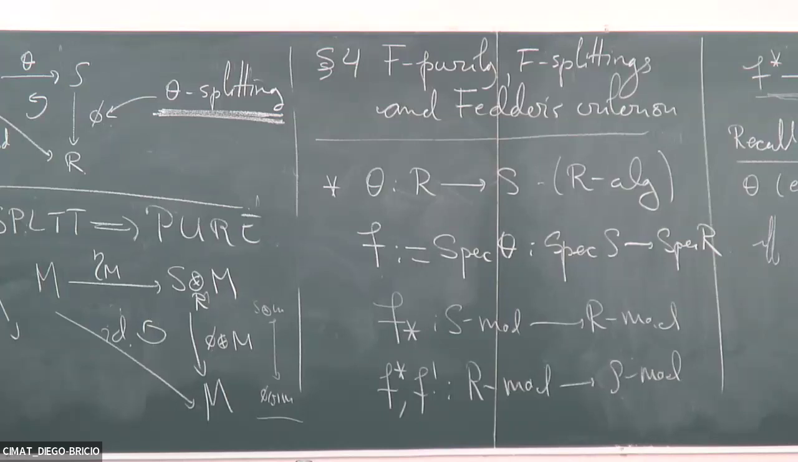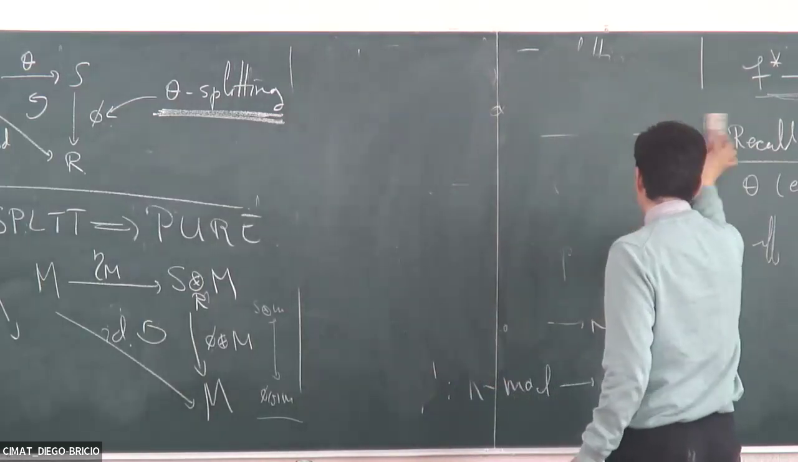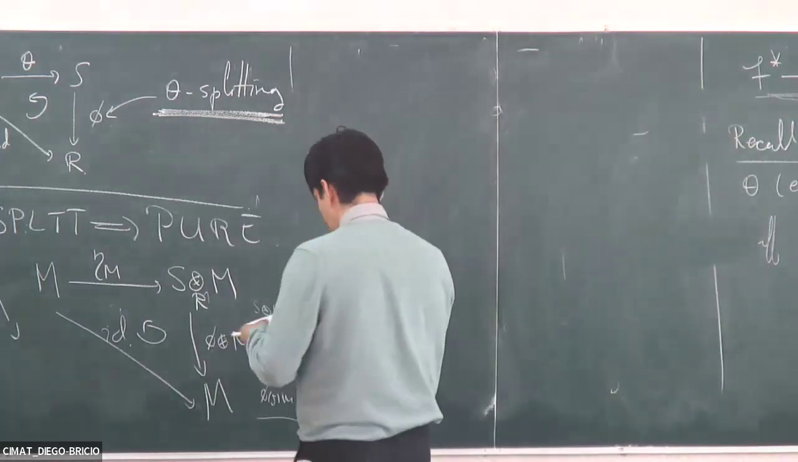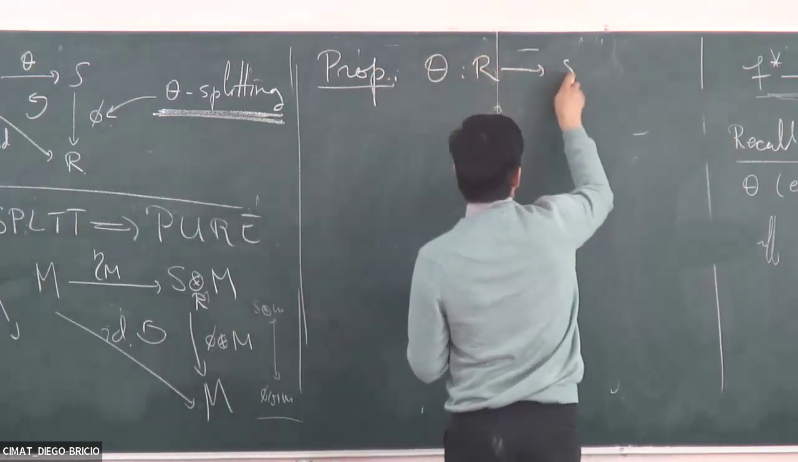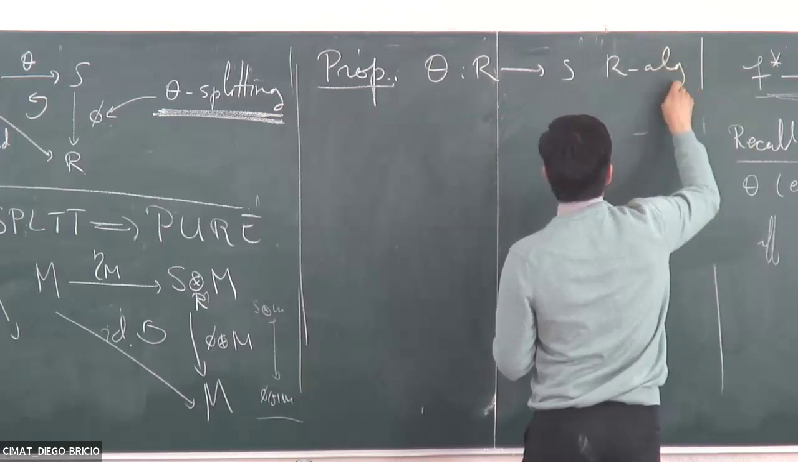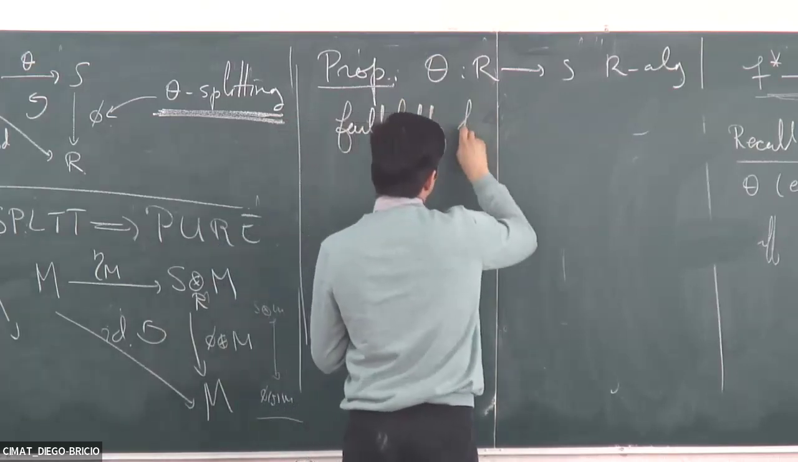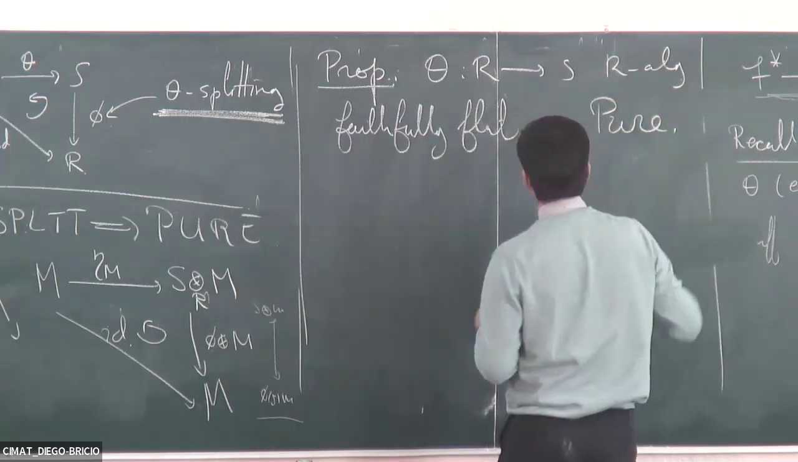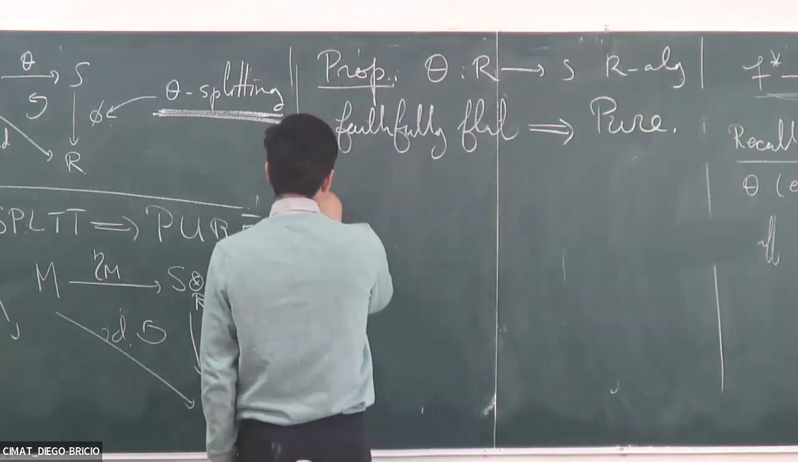Okay, now what is the relationship with faithful flatness? The relationship is that purity is a weakening of faithful flatness, okay? So let's put it as a proposition. Again, let's take an R algebra. And so if it is faithfully flat, then it is pure. So how does this work? Let's do the proof.